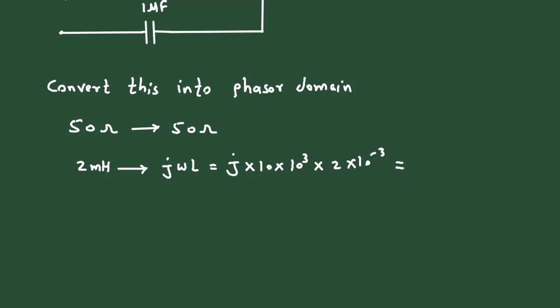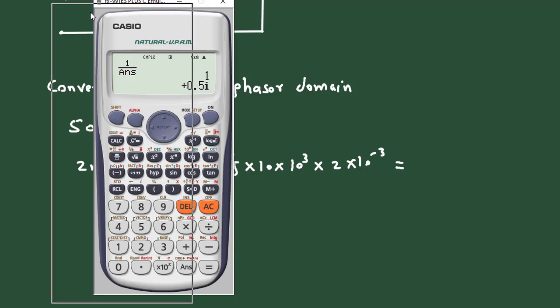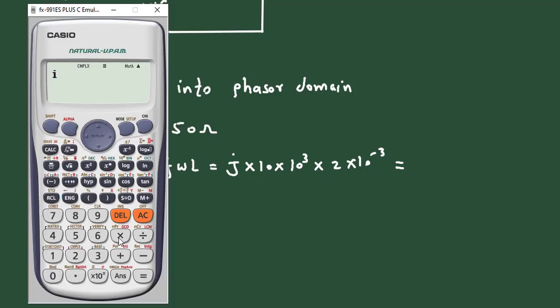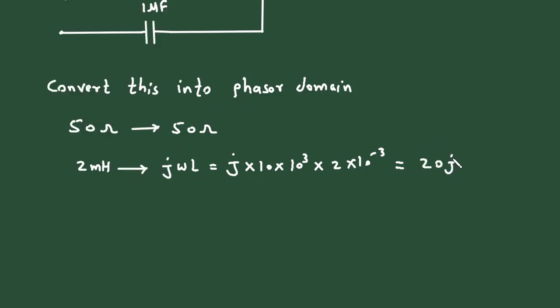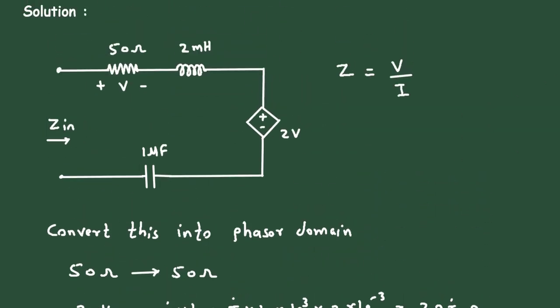If we solve this in calculator, then this will be j into 10 into 10 to the power 3, multiplied with 2 into 10 to the power minus 3. So it is 20j, and since it is impedance, its unit will be ohm.